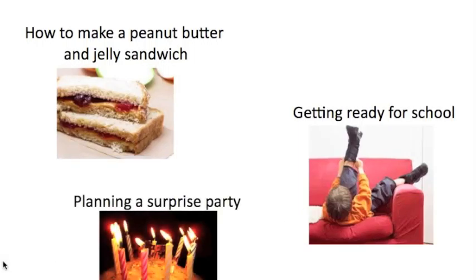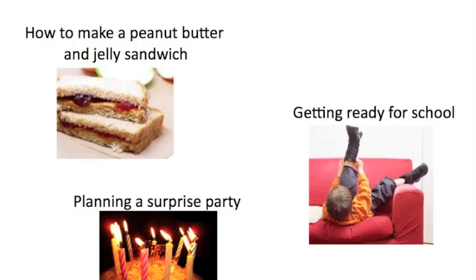So let's say you're going to plan a surprise party for your math teacher. The first thing you've got to do is look at how much money you have. Once you know how much money you have, you might think about how many people you're going to invite. So there's a process that you have to think through in planning a party. You don't just say, I'm going to plan a party and go buy a cake. There's usually a thought process involved in it.